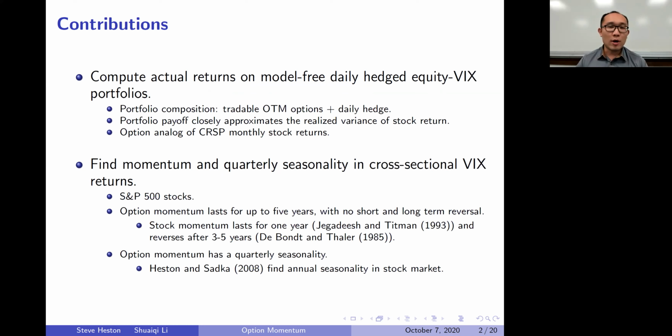There are two components in this portfolio. One is a static position in a portfolio of tradable out-of-the-money options. And also there is a daily hedge component in the underlying stock market. We show that the portfolio payoff could closely approximate the realized variance of the stock return.